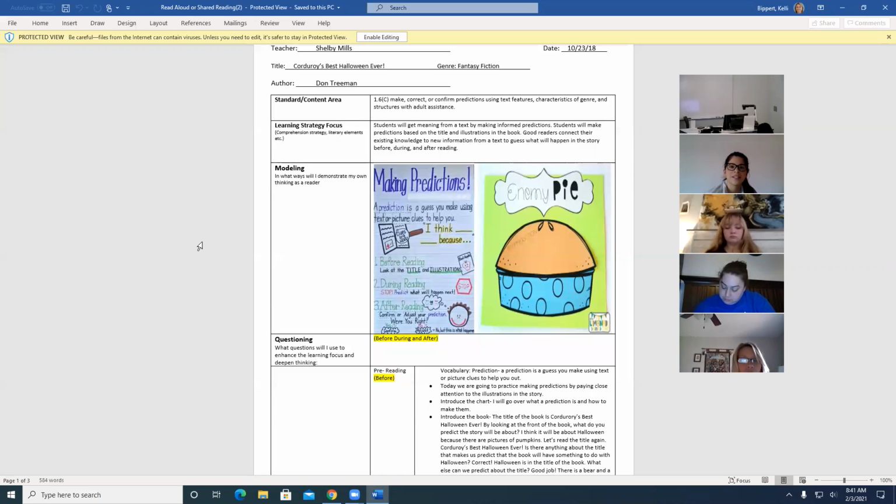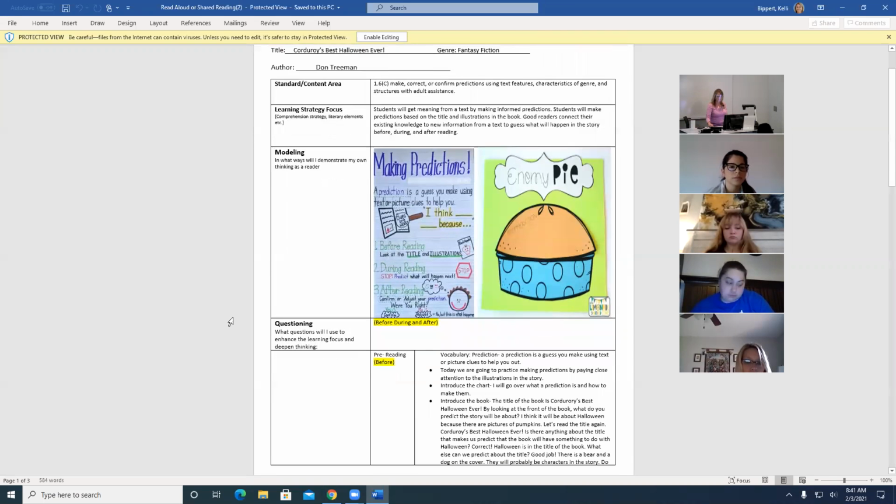Students will get meaning from a text by making informed predictions. Students will make predictions based on the title and illustrations in the book. Good readers connect their existing knowledge to new information from a text to guess what will happen in the story before, during, and after. She has some ideas in mind for her predicting, for what to use as an anchor chart. And then the questioning. Here's her before reading questions.